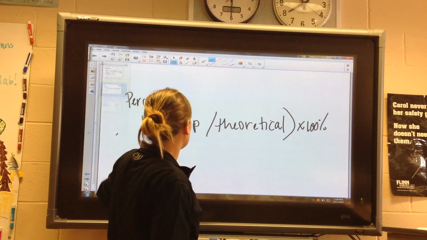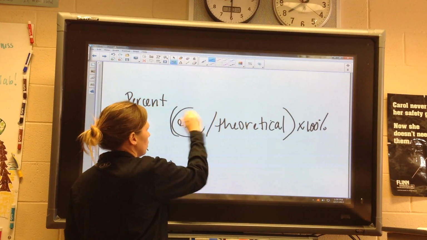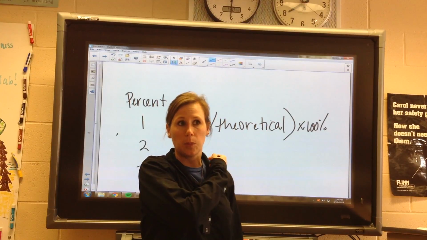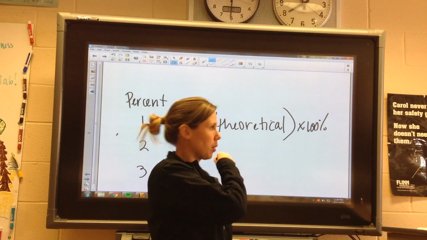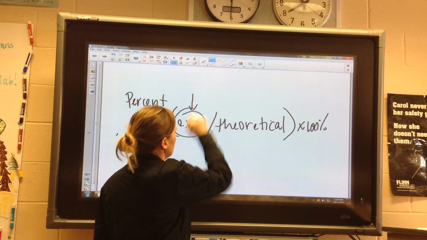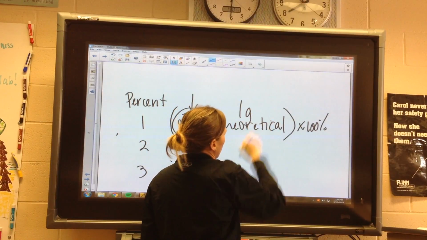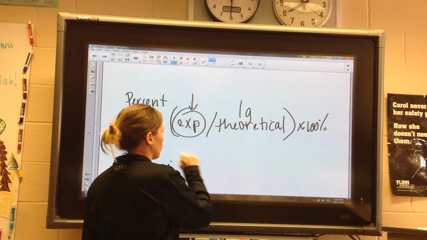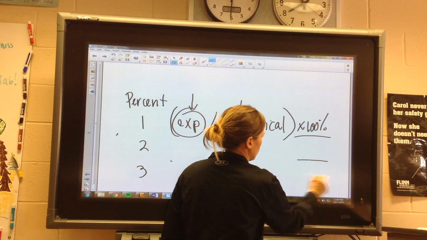Okay, so if we go back to this, then you will go, all right, our experimental yield, which we showed our calculations by subtracting the mass of the filter paper from the mass of the filter paper plus our product. Okay, that's our experimental. Our theoretical will be 1 gram. Okay, multiply that by 100. You should have 3 different percent yields for each of your 3 trials.